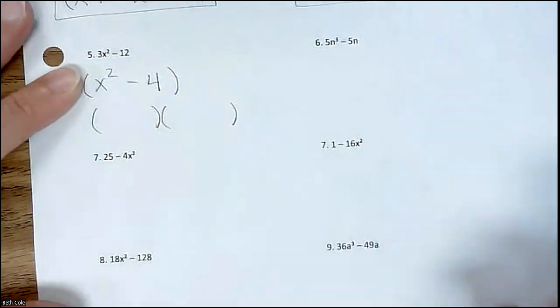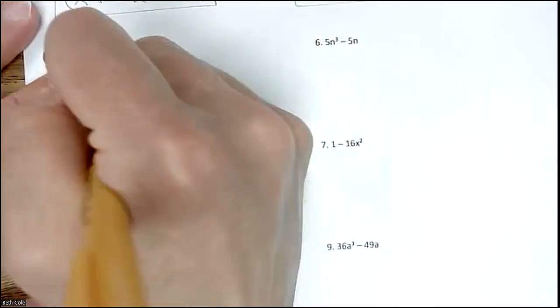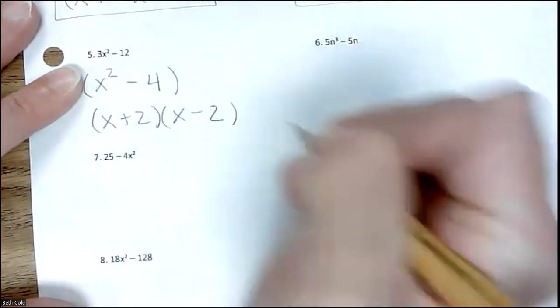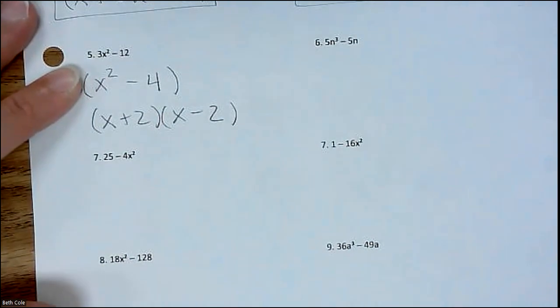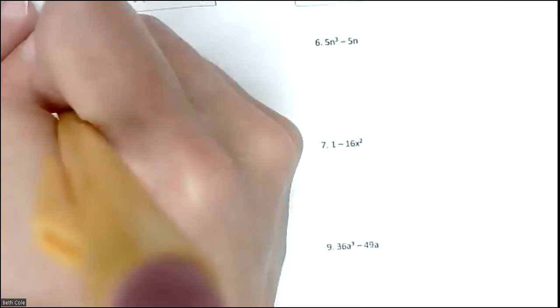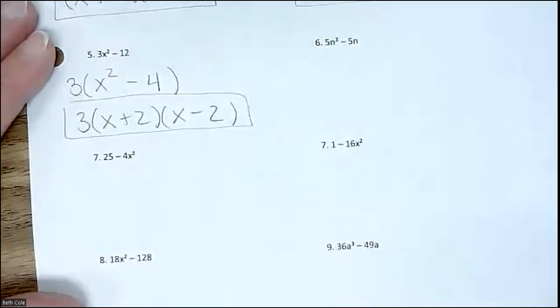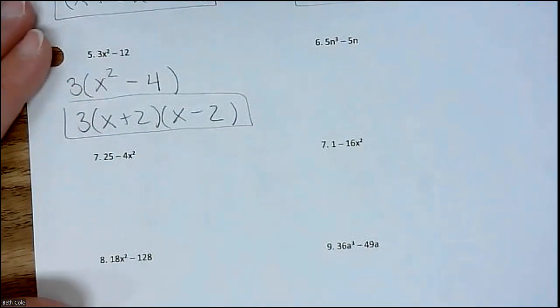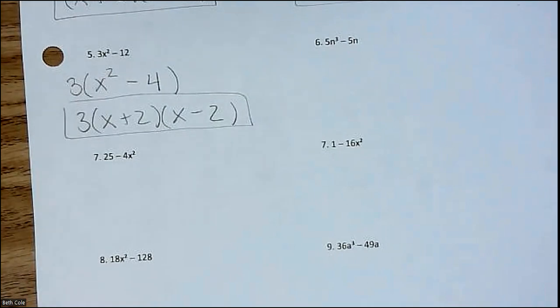And what's your square root of 4? 2. So this will be x plus 2, x minus 2. And you just have to keep the 3 out front. So when you said, hey, can it get harder? Well, I mean, there was an extra step in that, but was it really harder? One extra step of work.